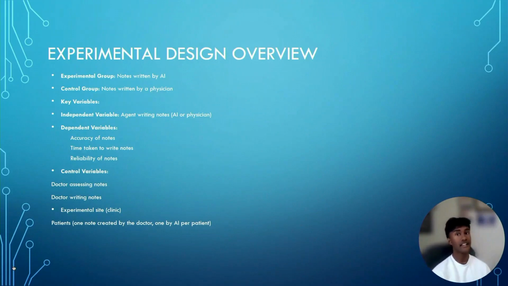The second thing is the time taken to actually produce the note. And the third would be the reliability of the note, the accuracy over a large scale and how reliable and precise the data is. Our control variables here will be the same setting. It's going to be the same clinic, and the same physician who is assessing the notes. So when we compare the physician note to the AI note, it's the same physician looking at both notes and saying, okay, one of these is more reliable than the other. And again, the experimental site will be the same, as well as the patient. So for each patient, one note is going to be created in real time with the AI, but the physician is still going to be creating their own human-based note.